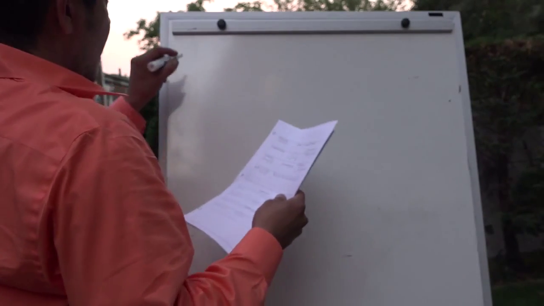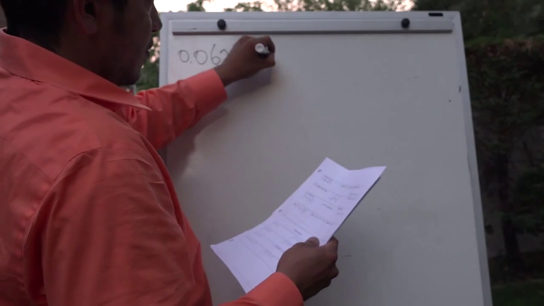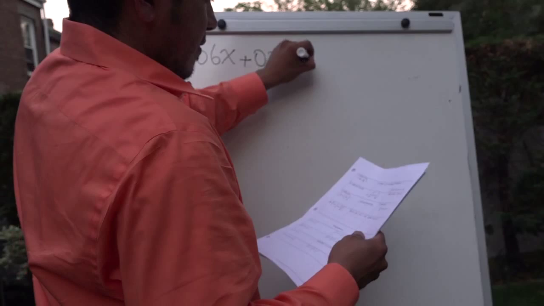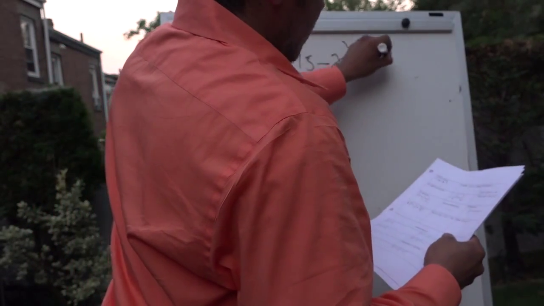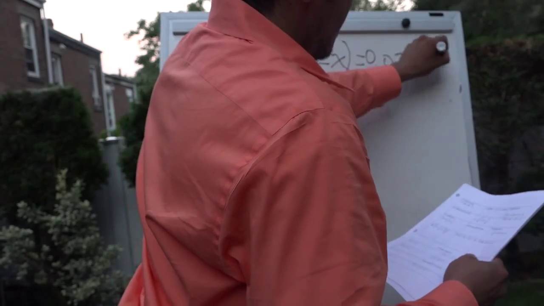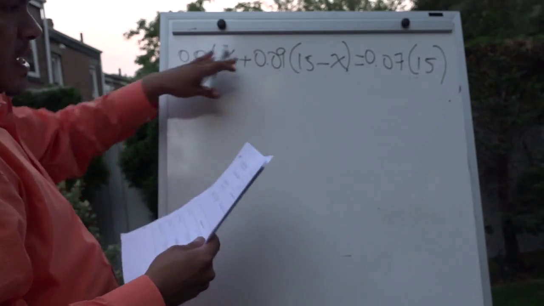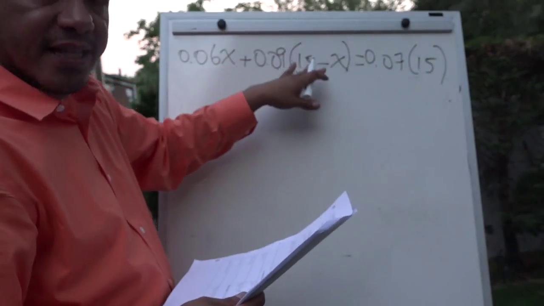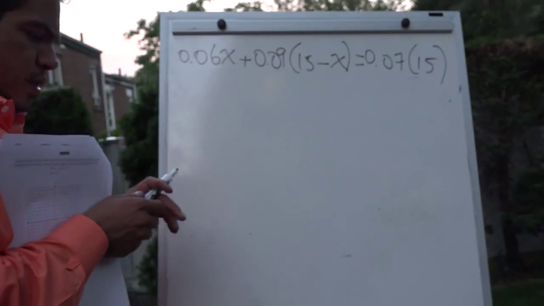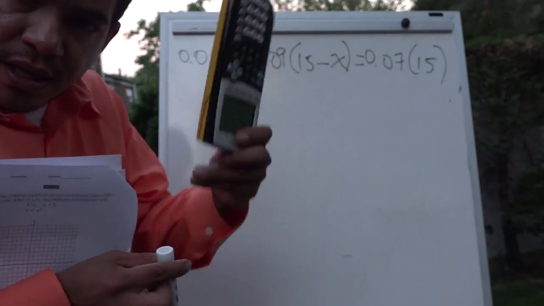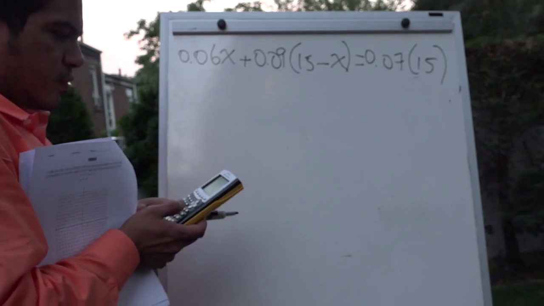Okay, so here we have 0.06x plus 0.09 times 15 minus x, equaling 0.07 times 15. So what am I gonna do right now? Well, distributive property, yes. And look, there is also a multiplication over here. So what am I gonna do? Easy. I'm not gonna complicate myself. I'm gonna give you one of these and we are going to start multiplying this. Okay, let's do it together.